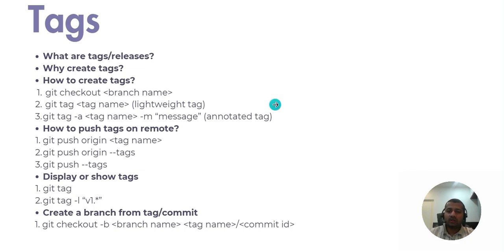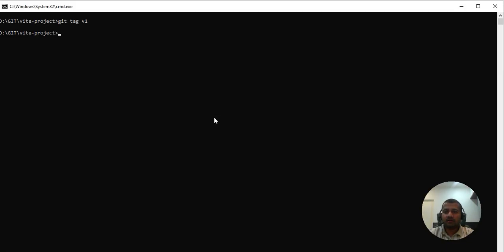Now with the help of this command I'll create one more tag, the second one. It says git tag -a, tag name that is v2, and some message.